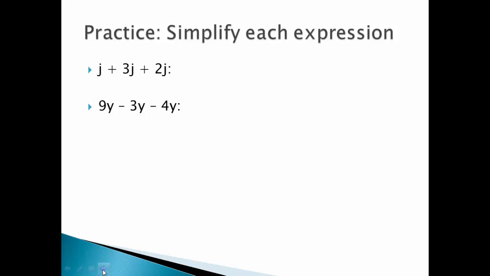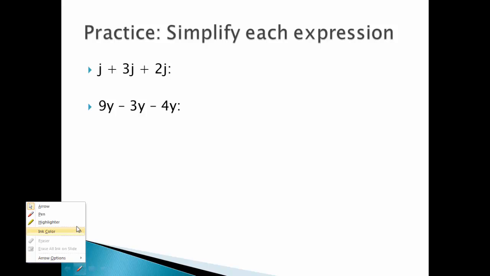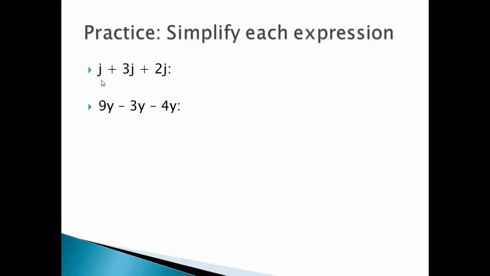Now it's your turn. Practice simplifying each expression. Remember, go left to right. j plus 3j equals 4j. Did you write it down in your study guide? Plus 2j equals 6j. You're correct.